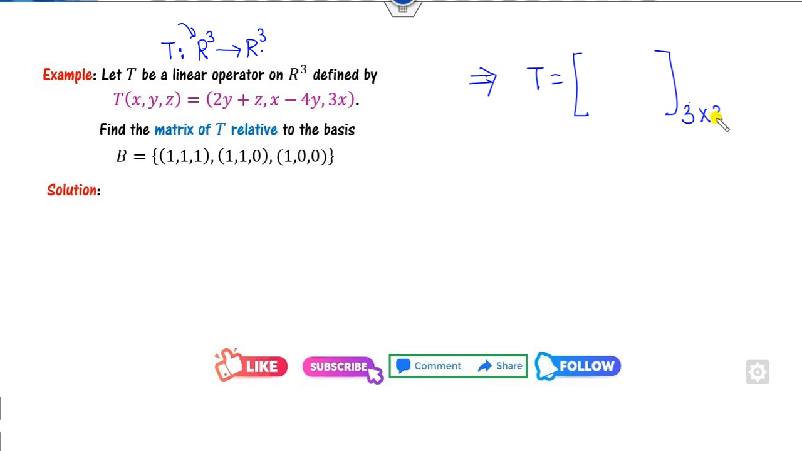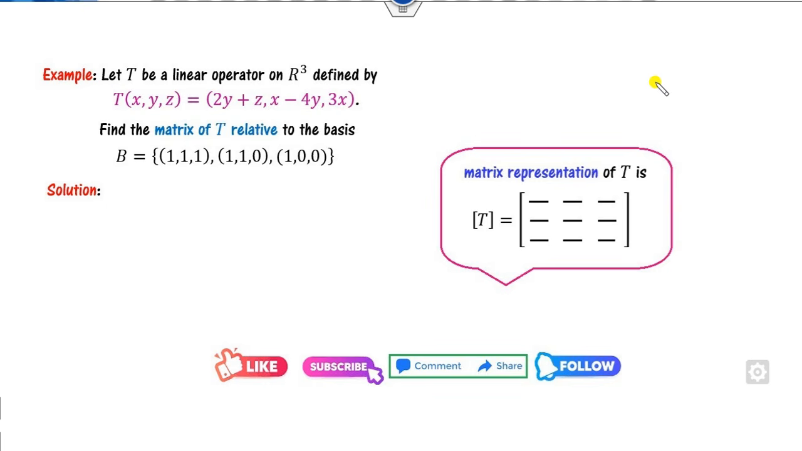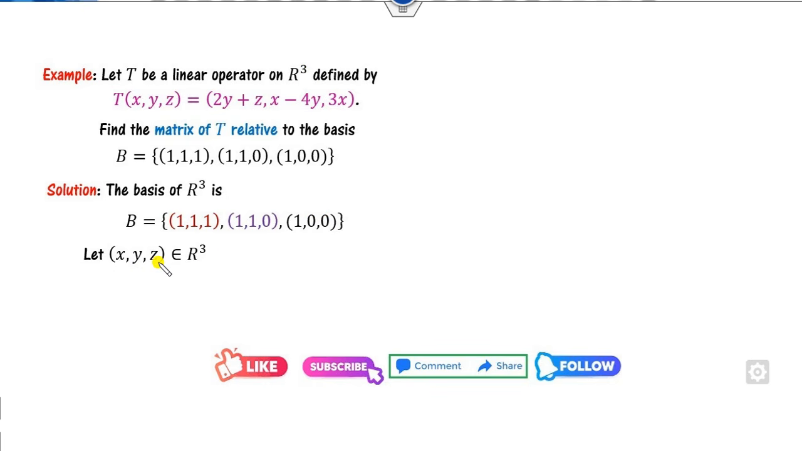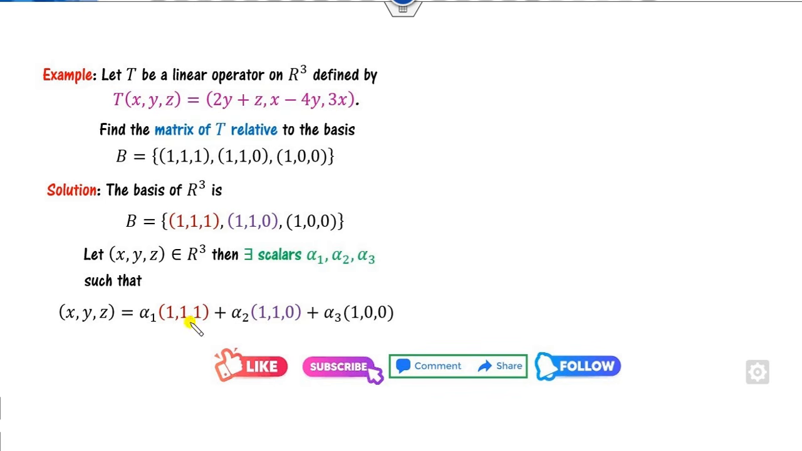So it is a 3 cross 3 matrix. Now take the basis, which is given by this. Then take any element of R3. In this case the element is my (x, y, z), which is an element of R3. Then there exist alpha 1, alpha 2 and alpha 3, which are my scalars, such that I can write this (x, y, z) as a linear combination of these vectors.